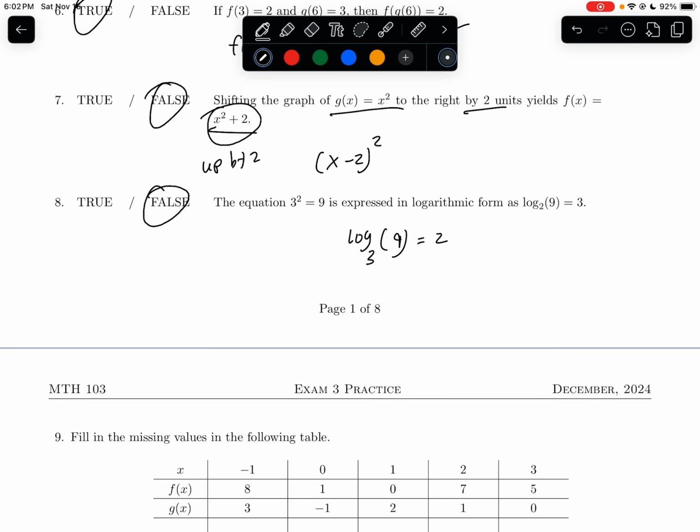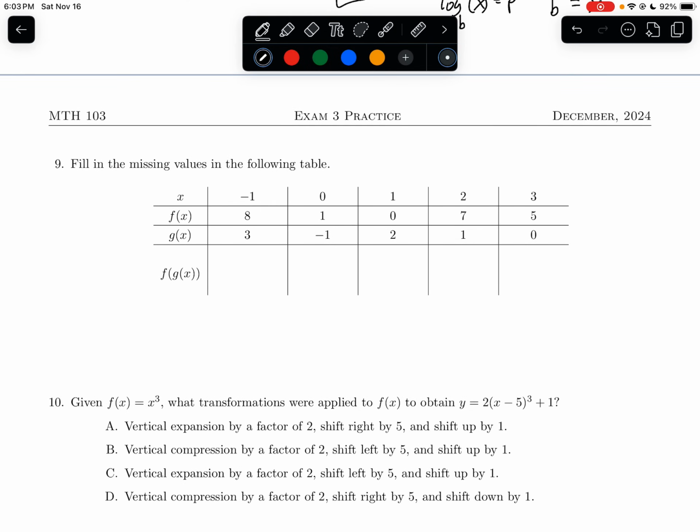Or in terms of the definition that we have in the text, log base b of x equals p means that b to the p equals x. So you can compare these two, but in either case, this would be the correct representation.